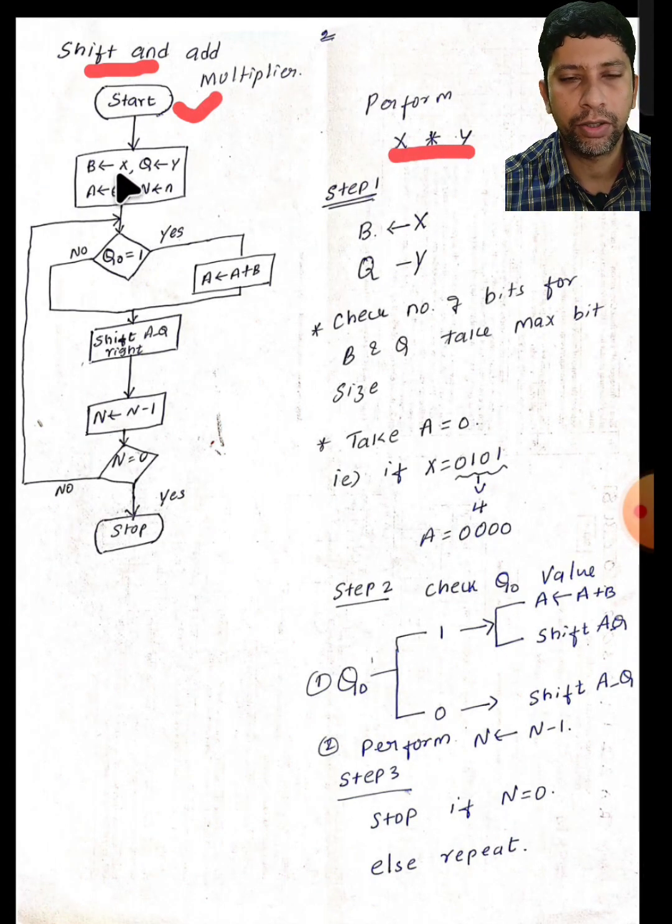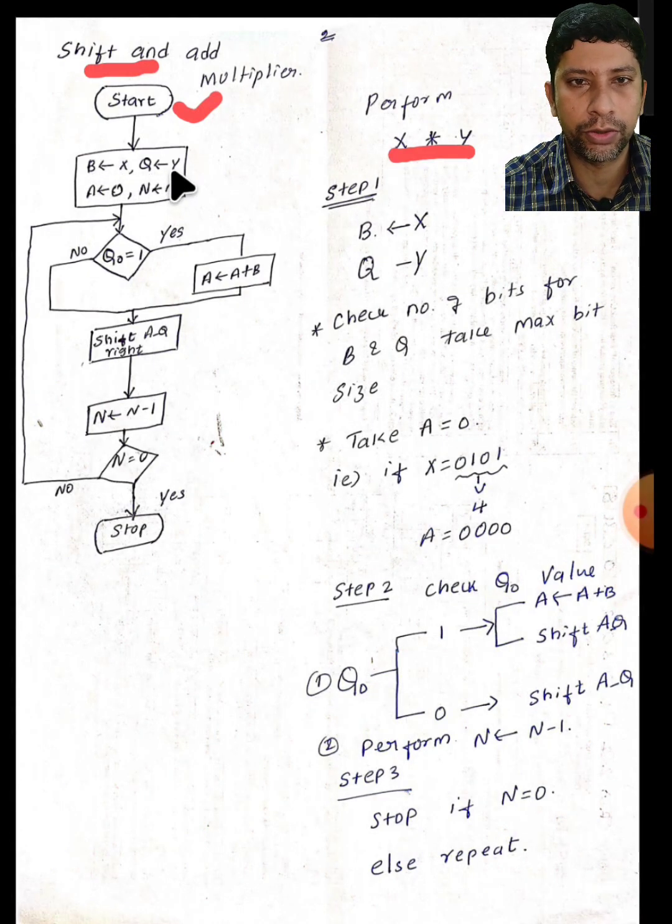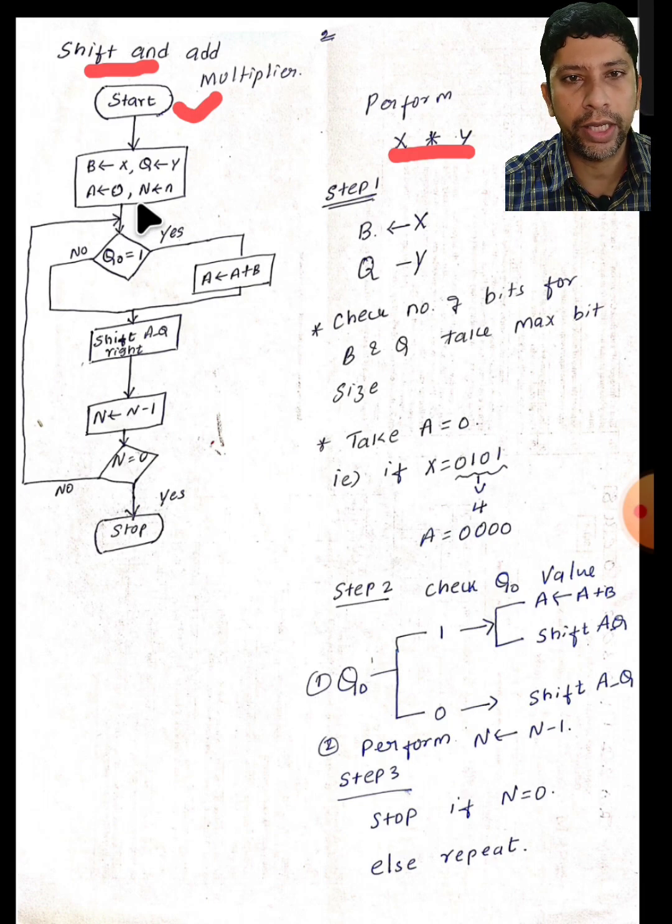For my assumption, I'm going to take this x as b and this y as q. Clear? Then q a is equal to 0. A is nothing but your accumulator. That a value will be taken as 0.